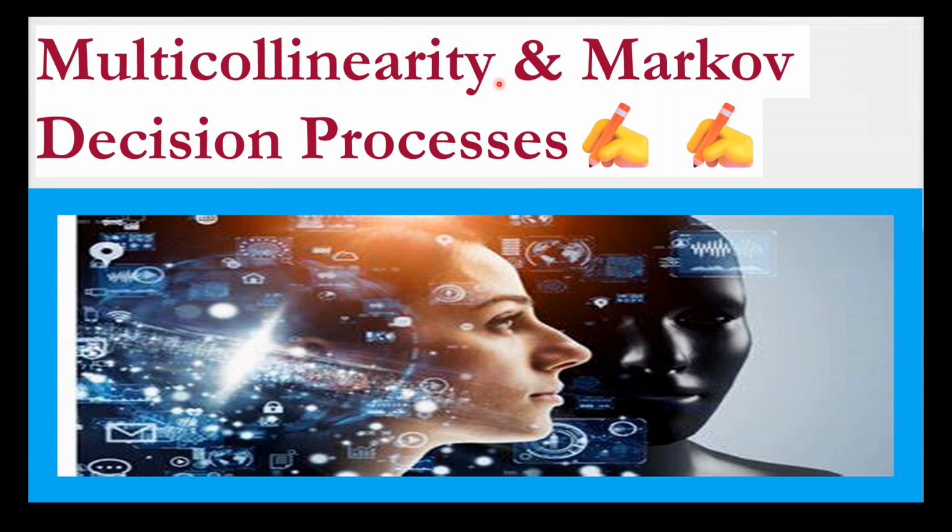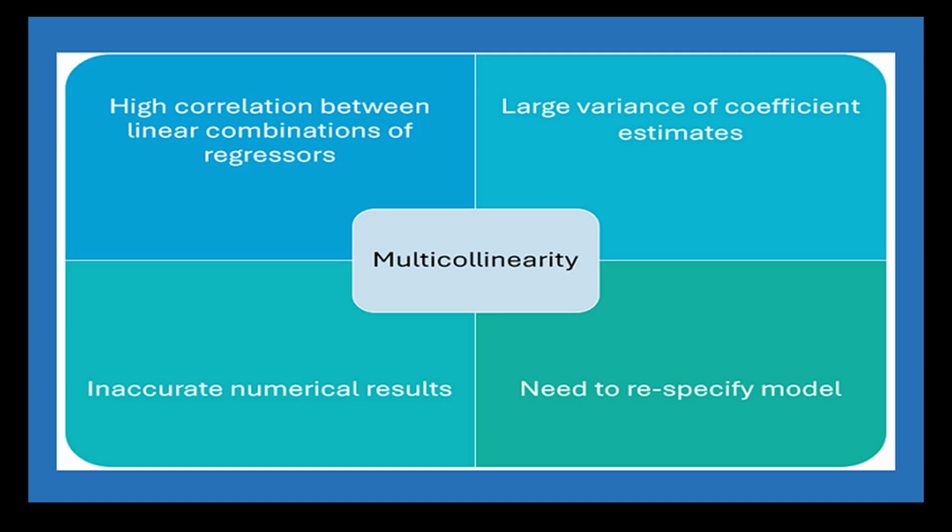Multicollinearity and Markov decision processes. So what is multicollinearity? Basically, multicollinearity is a statistical concept that arises when two or more independent variables in a regression model are highly correlated with each other. In other words, when two or more predictor variables are strongly associated with each other, it can lead to problems in the regression analysis.